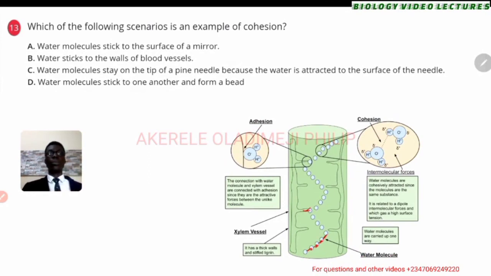All right. It now says here, water molecules stay on the tip of a pin needle. No. Water sticks to the wall of the blood vessels. No. Water molecules stick to one another and form a bead. That's the answer. Just like you have here, water molecules stick to one another like that. That's what cohesion means.